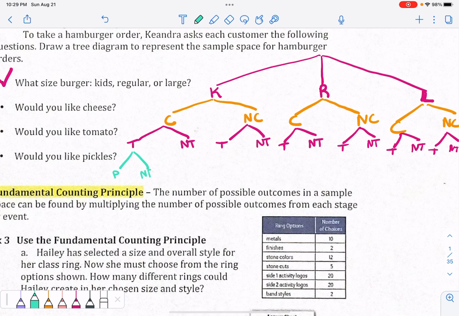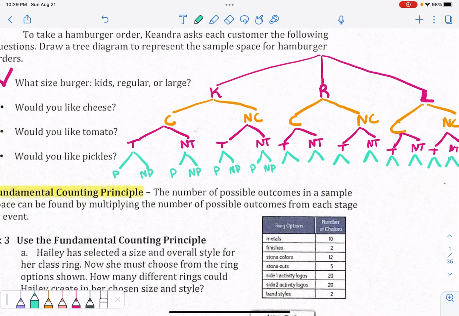Pickle, no pickle. Pickle, no pickle. You get the idea, right? Pickle, no pickle, all the way through. Holy cow. Okay, so I'm not going to fill the rest of those out, but you guys can see how that all works, okay? So there's that.